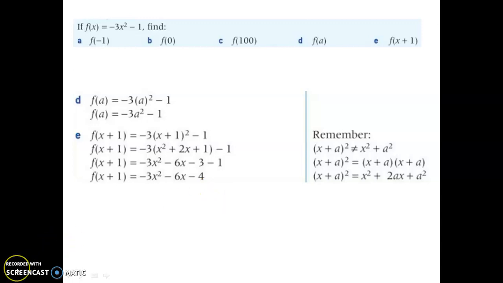Okay, I hope that makes the evaluation of functions more clear, and please follow this up with a second video on using functions as models for real-life situations.